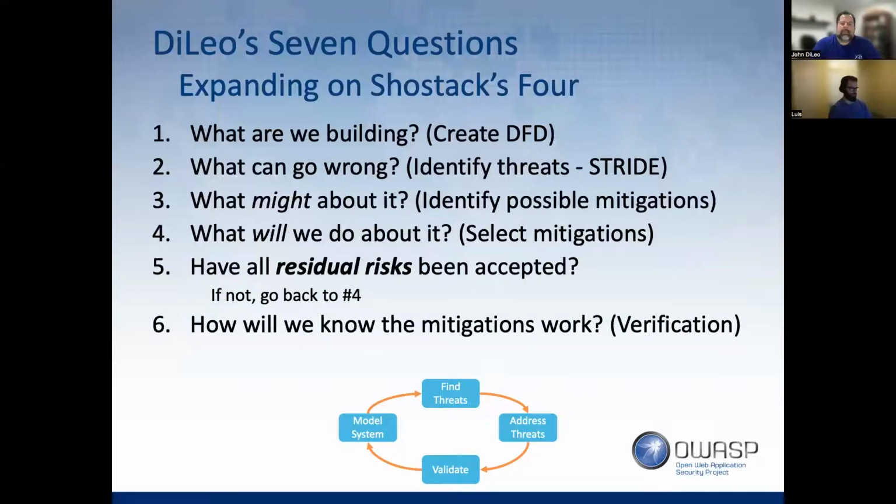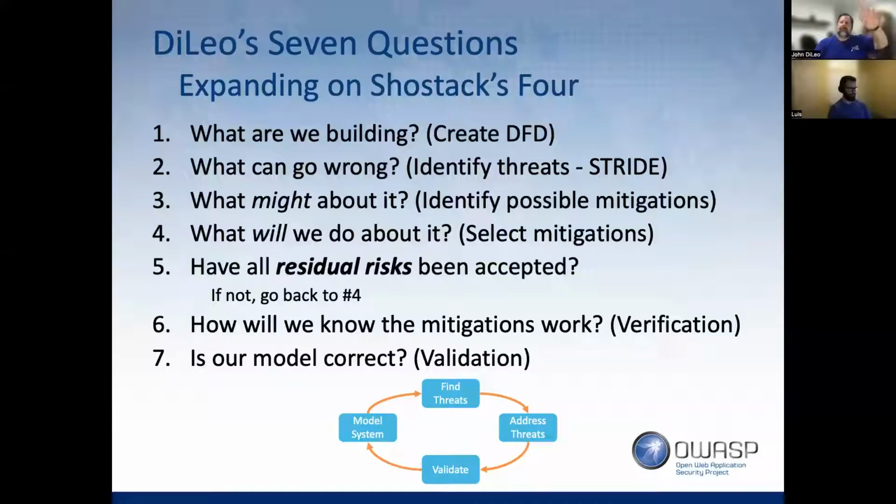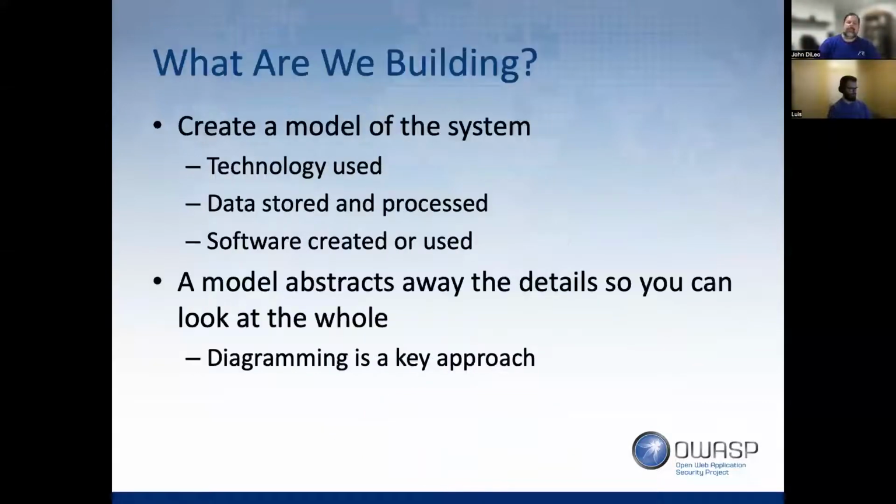And then we ask the question, how do we know the mitigations work? What is our testing approach? What are we going to do to verify things in production? And the last one is, did we end up with a correct model? You know, as threat modeling is going on and building is going on, are they diverging? And if they are diverging, then we need to get the model adjusted so that it realigns.